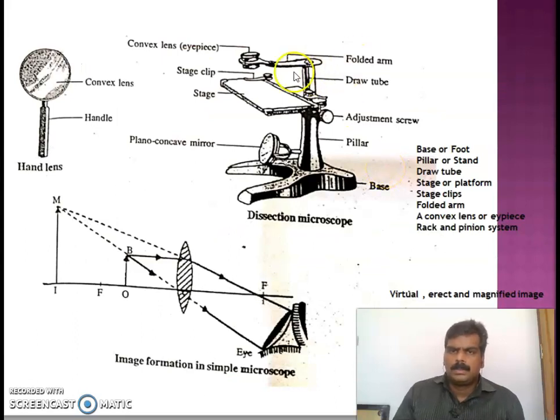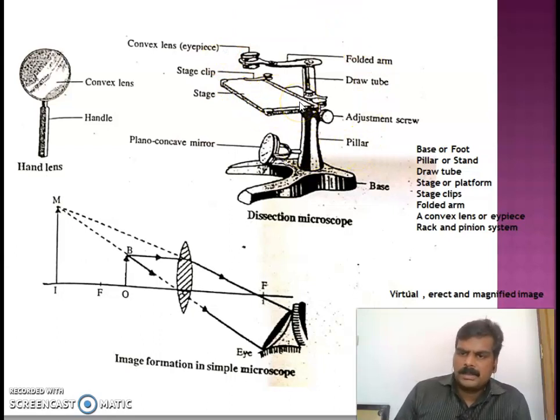So in this image, this is a conventional simple microscope, and we'll see the parts of this simple microscope. A simple microscope has a base made up of iron. There's a pillar which holds the remaining part of the microscope. There is an adjustment screw.